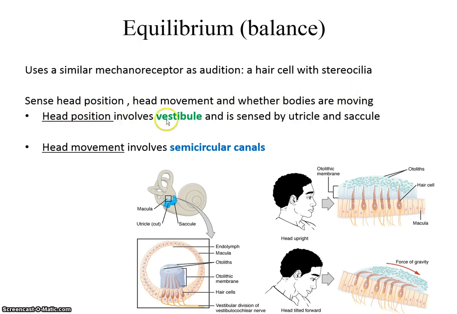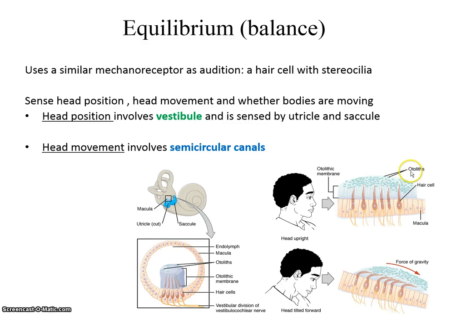So the head position involves the vestibule. So where is your head relative to your body? And it is sensed by these structures called the utricle and saccule, which you can't see on your models. You just see the vestibule. And then head movement is through the semicircular canals. So here we're looking at the utricle and the saccule. They have this structure called the maculae, and the macula has a membrane over it in which these hair cells are embedded. So similar situation as we had with the tectorial membrane.